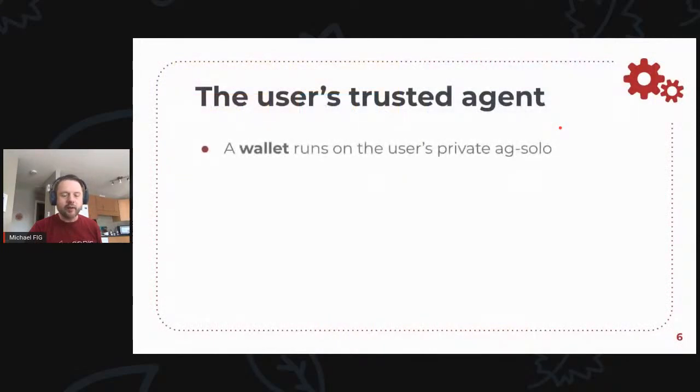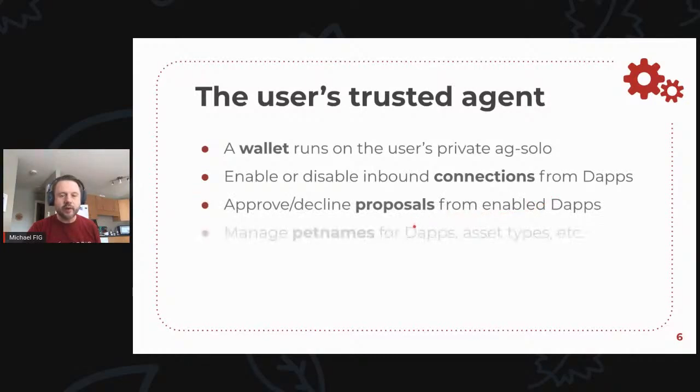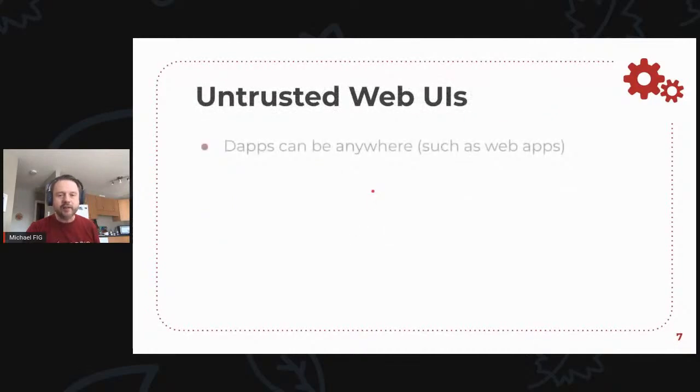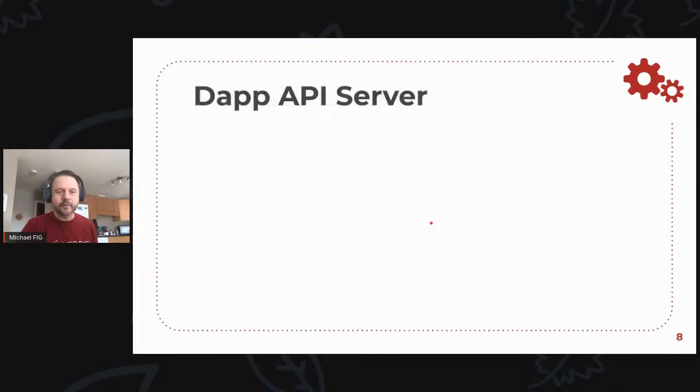So the wallet UI basically runs on an AgSolo, and it allows you to enable or disable connections from dApps, approve or decline proposals, and manage pet names. So pet names are, I'll show you a little bit about that. We talked about it earlier in how to use the wallet. But the untrusted web UIs, they can be anywhere, and they usually want your money. Sometimes they just want to give you something, but usually they're providing some service where they get paid. And you use your own wallet to control what access they have and to manage the proposals.